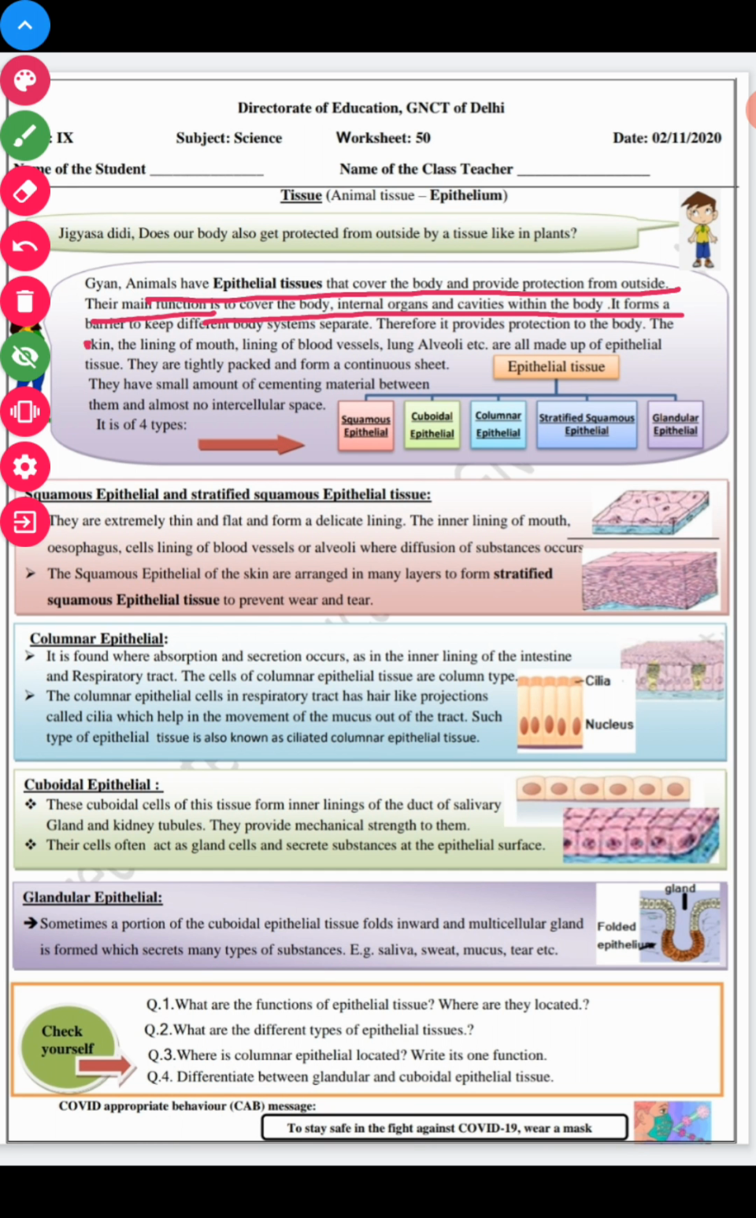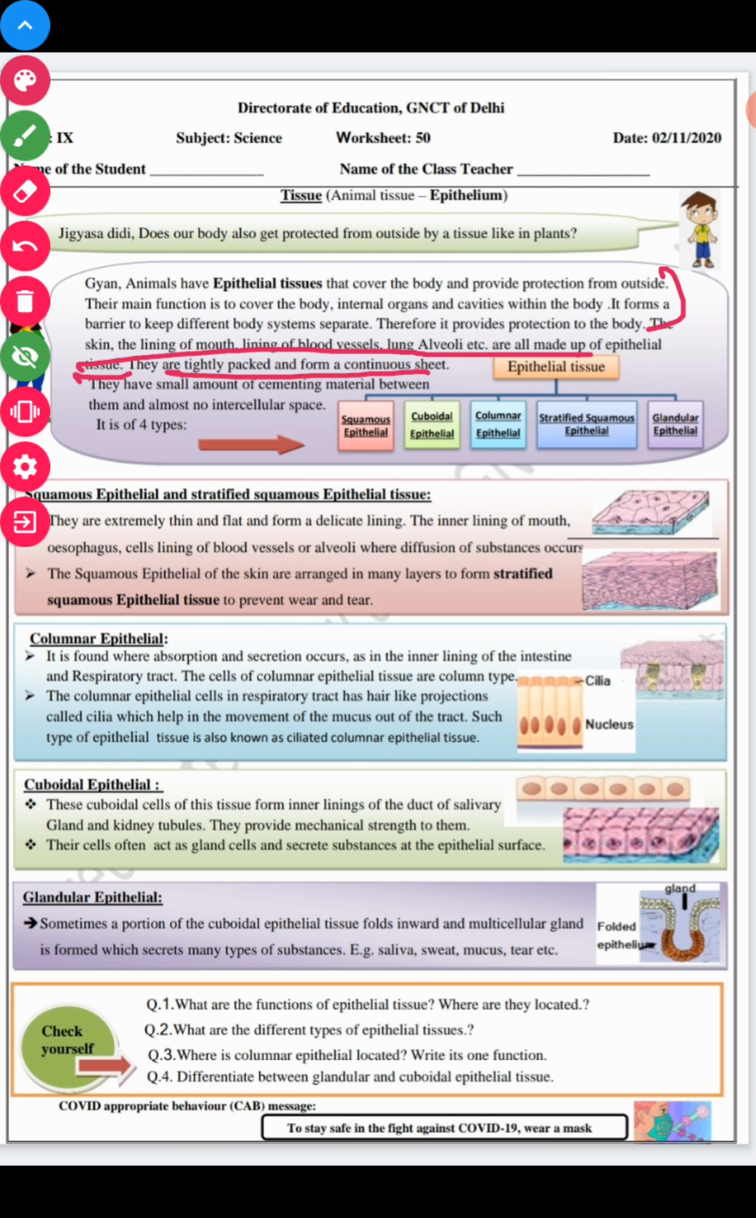It forms a barrier to keep the different body systems separate. Therefore, it provides protection to the body. They are located in the skin, lining of the mouth, lining of the blood vessels, lung alveoli, etc. In all these they are present. They are made up of epithelium tissue. They are tightly packed and form a continuous sheet. So you have to write all these, right?